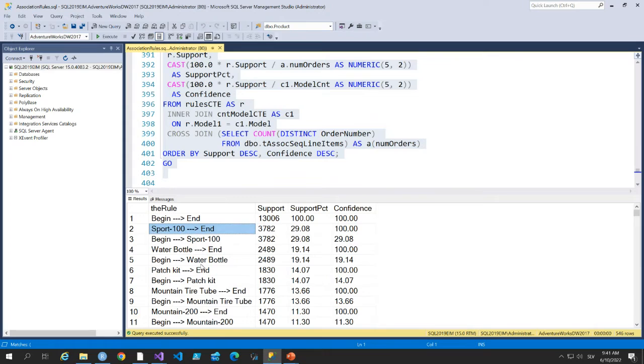Okay, yes. But this one is already interesting. Sport 100 is many times ending. Also beginning, but look at the confidence. Support is the same, right? But look at the confidence. The confidence for the end is much, much higher. So apparently Sport 100 is another quite negative product. Remember, it was the single most purchased product, but now we learned that this is also a product that typically ends the sequence. Also, water bottle in this case is more like negative. It ends the sequence more times than it begins.